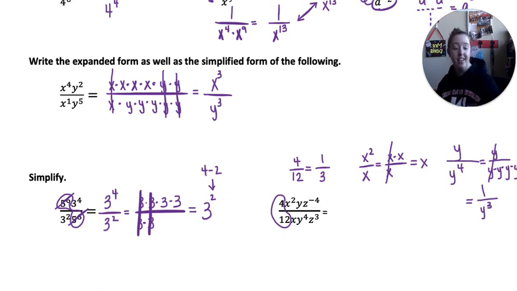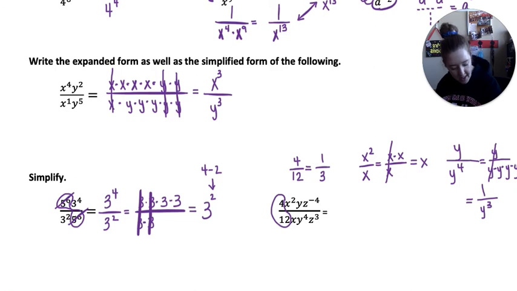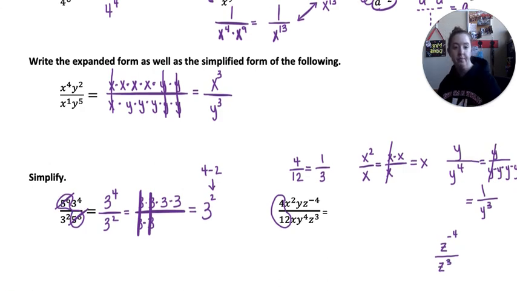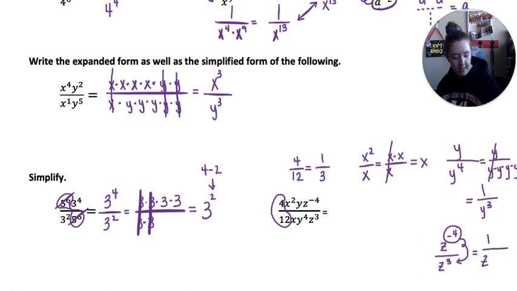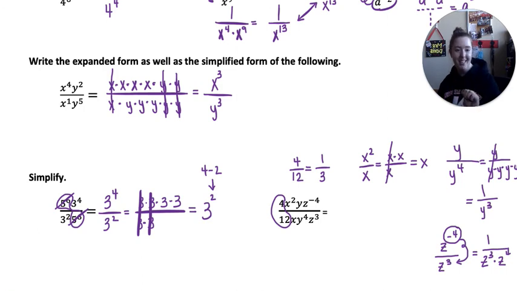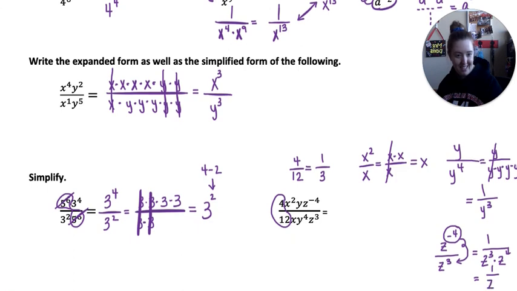Now let's take a look at the z's. So I have a z to the negative 4th on top and a z cubed on the bottom. So we have negative 4 up on top. He's a sad exponent, so he needs to move to the bottom to be happy. So now we have a 1 on top, z cubed times z to the 4th. So I have 3 z's times 4 z's gives me 7 z's.